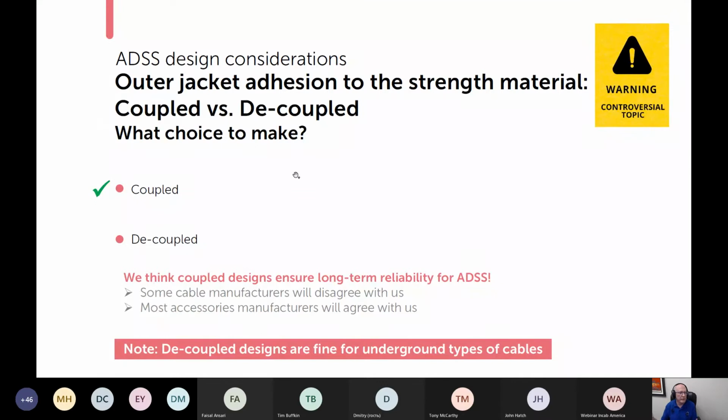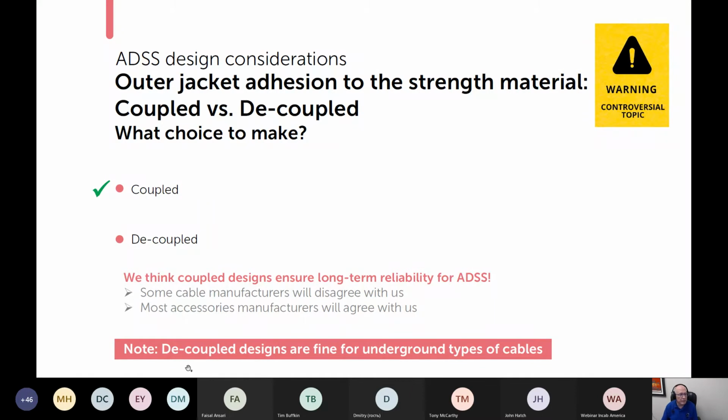Okay, I think you can already guess what I think. InCab recommends the coupled design concept. Now, short spans, yeah, okay, maybe you can get away with this. Maybe I'm being a bit of a purist here, but I prefer this. Short spans, yeah, maybe. Again, some manufacturers will disagree with us, but a lot of accessory manufacturers would absolutely agree with us.